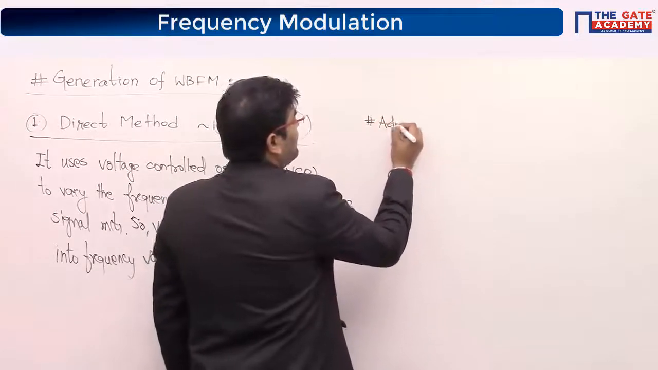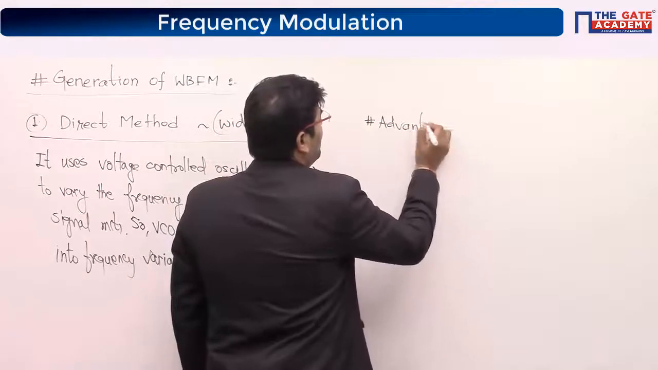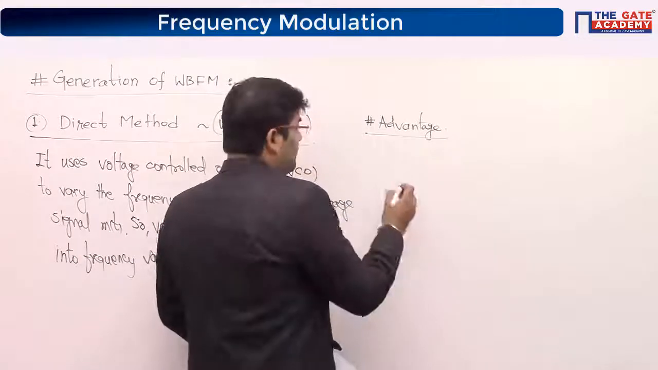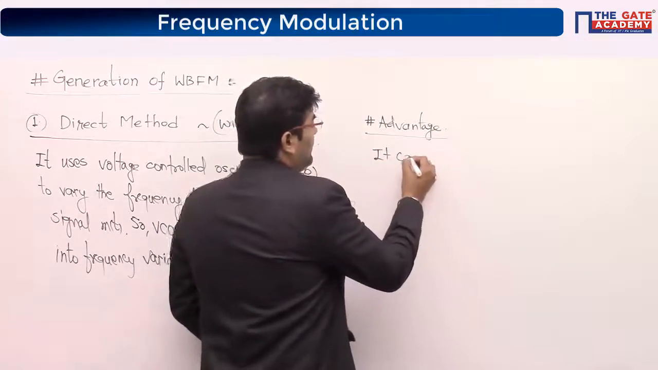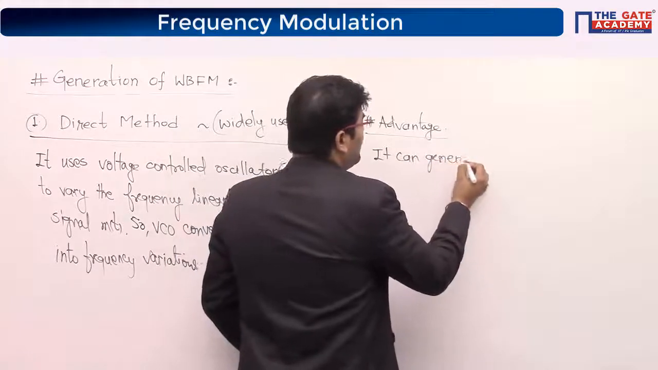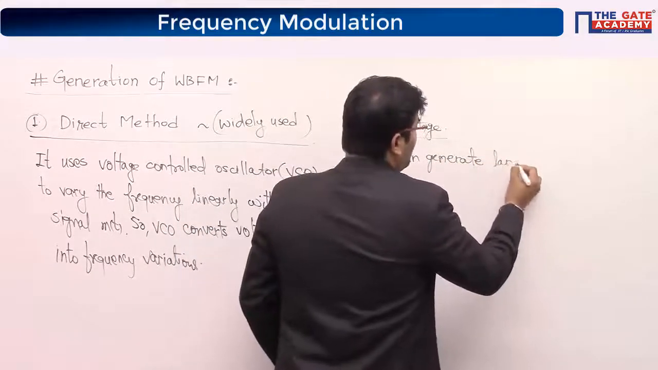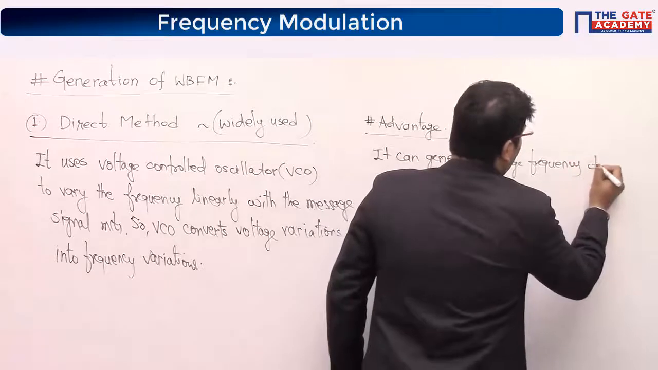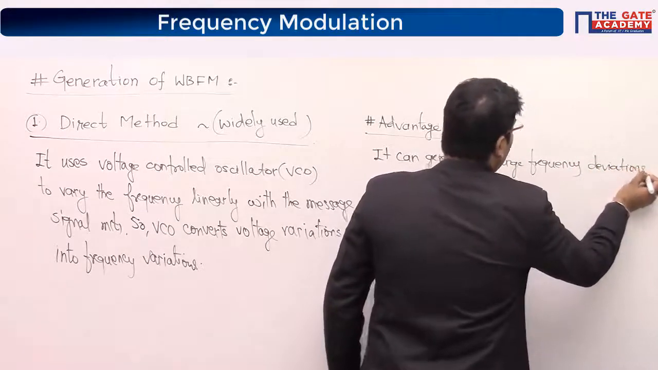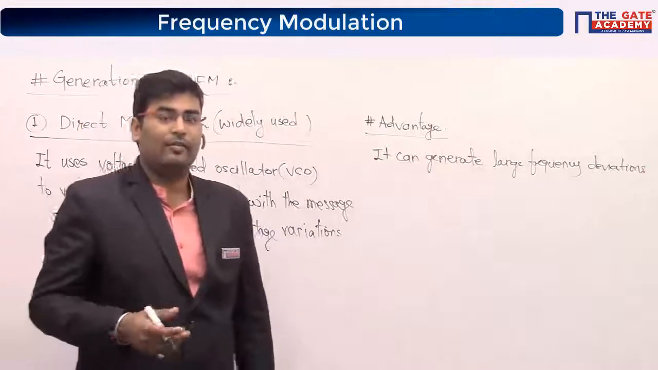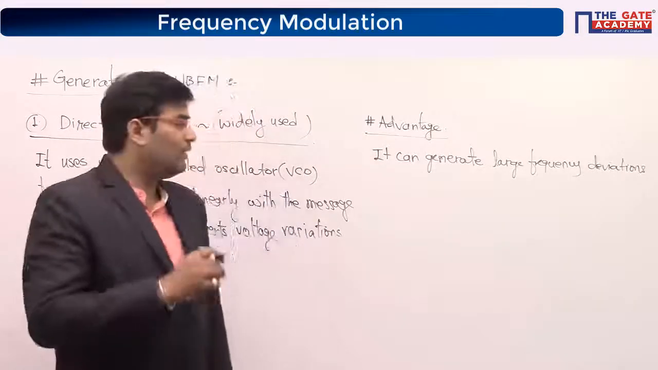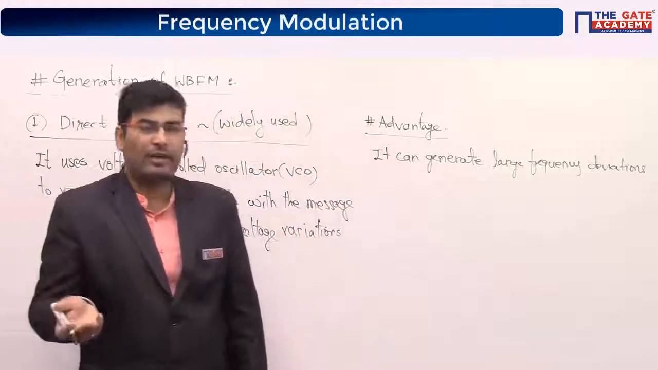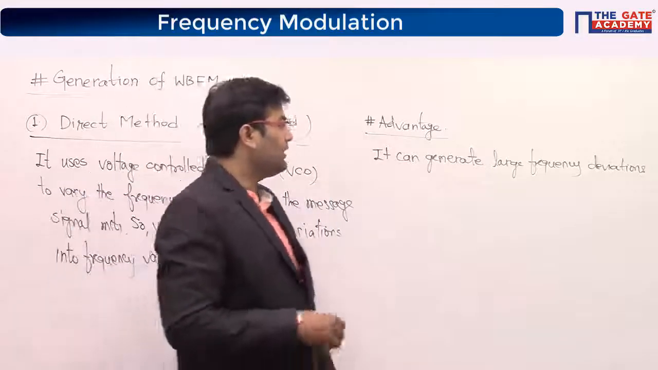Now, what is the advantage? Why do we use it? The first advantage is that it can generate large frequency deviation. What is the importance of large frequency deviation? If the frequency deviations are large, you have a good range, and you are able to cover the complete bandwidth of FM, which is from 88 to 108 megahertz. So that is the advantage.